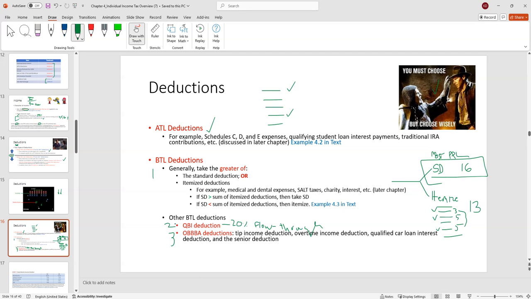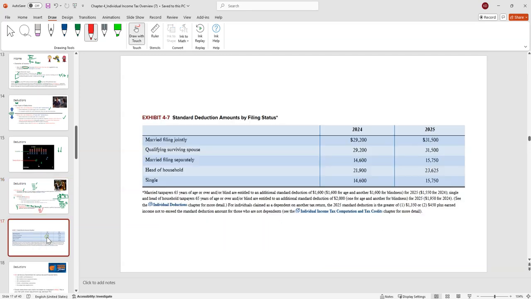The next one are the Big Beautiful Bill Act deductions. These are new, and again, we'll talk about them, but these are kind of like the above the line deductions. There's 4 of them. If you qualify for them, you get it on there. Okay, so it's like the tip deduction, the overtime deduction, qualified car loan interest deduction, and the senior deduction. Again, we'll look at the specifics of each of these in later chapters.